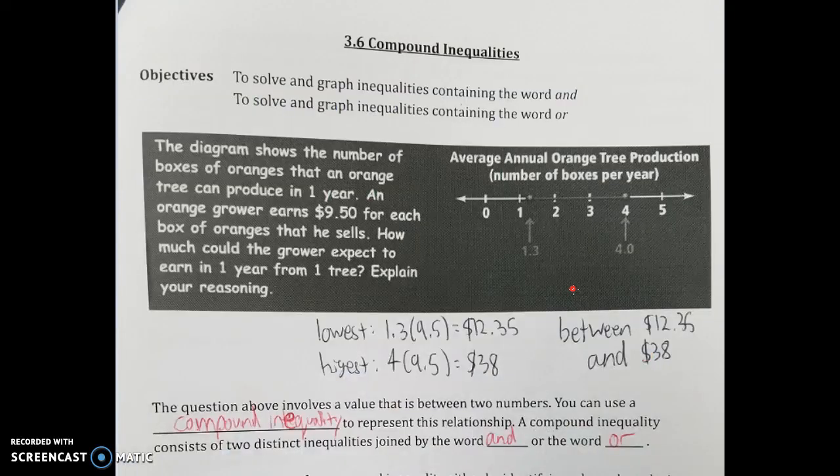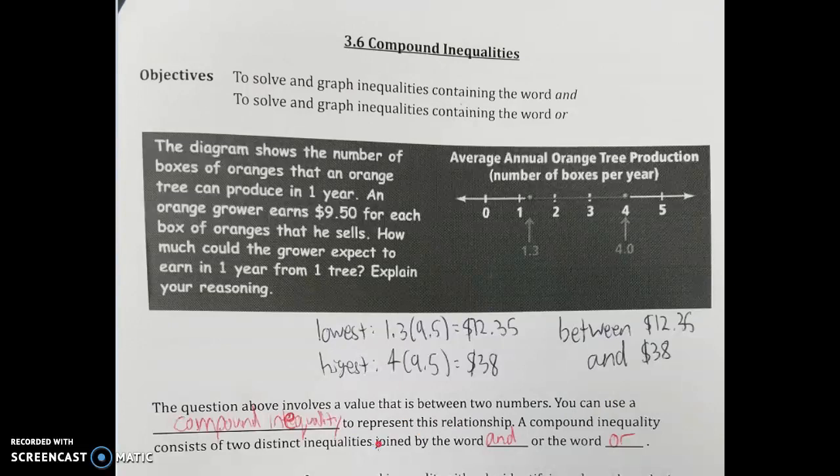So also adding in our 3.6. So 3.6 is kind of taking this idea and expanding on it a bit more on both sides. So we have something called compound inequalities. I'm going to skip past this first question for now. We might be able to look at it back in class, but it's going to involve a value that's between two numbers because we have a lowest and highest value that we could get from that tree. You can use a compound inequality to represent that relationship.